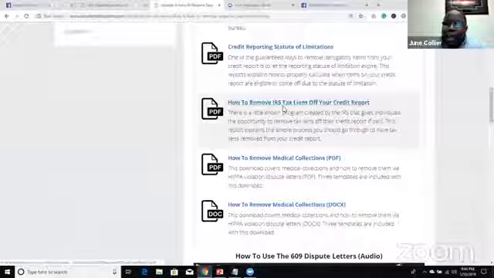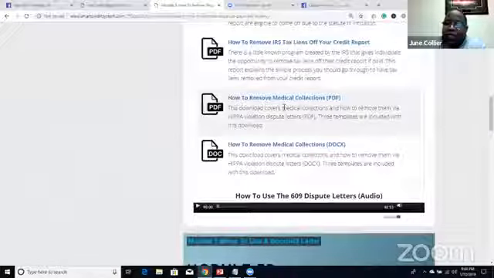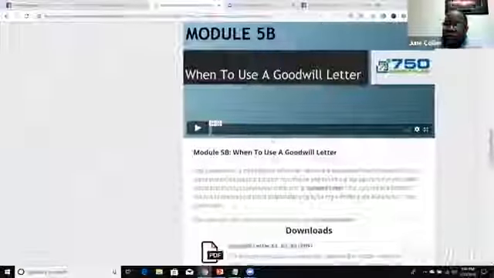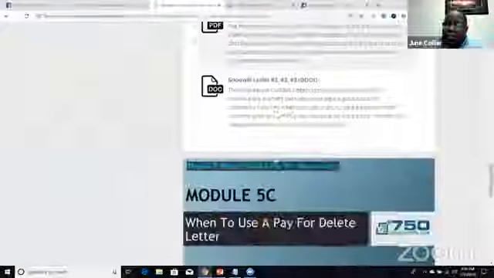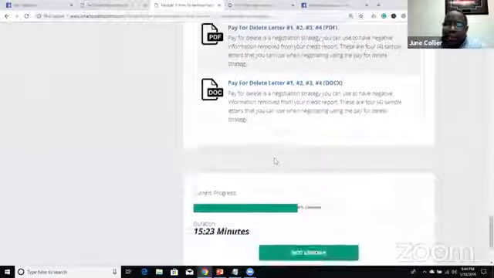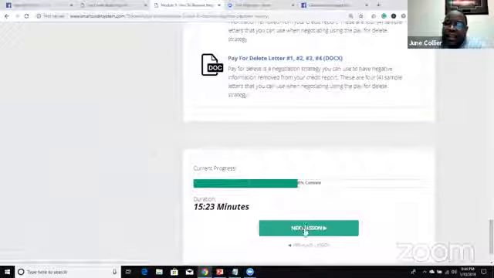How to remove IRS tax liens. How to remove medical collections. When to use a goodwill letter. So we've got some goodwill letters here, as well as when to use a pay for delete letter. So we've got those letters as well. Again, this system is jam-packed. So we're going to go to the next section here.